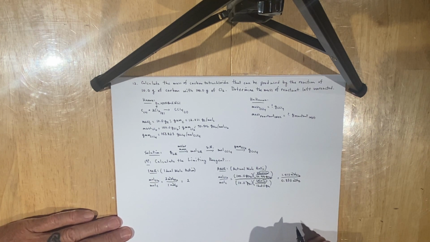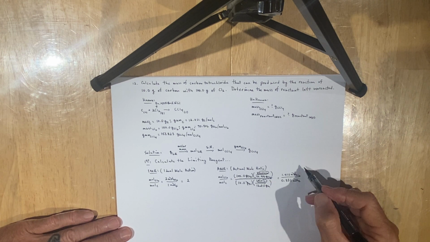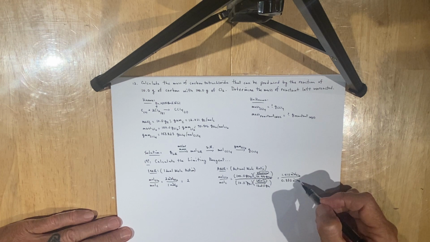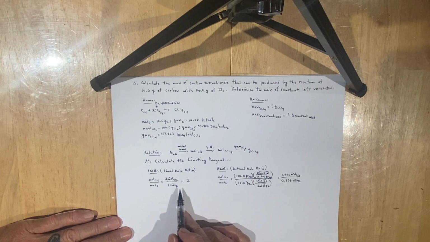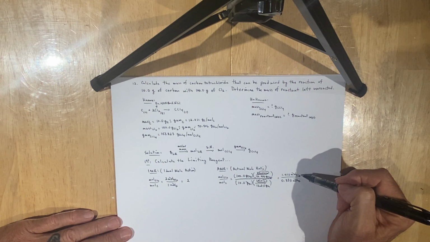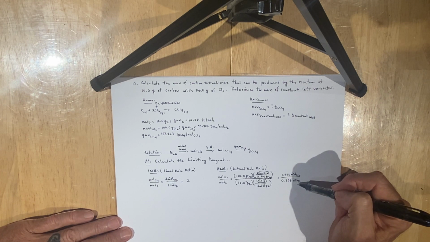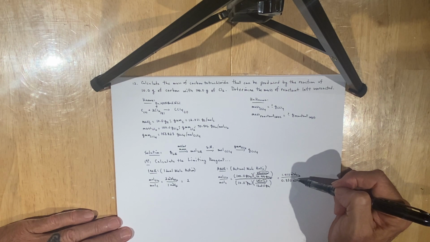And now we have a decision to make. Which of these 2 substances are we going to use to determine, or which of these 2 are going to be our limiting reagent? Well, if the ideal mole ratio is 2-to-1, we need twice as many moles of Cl2 as we do of carbon. So if you doubled the number of moles of carbon, you would need 1.6 at least moles of carbon.